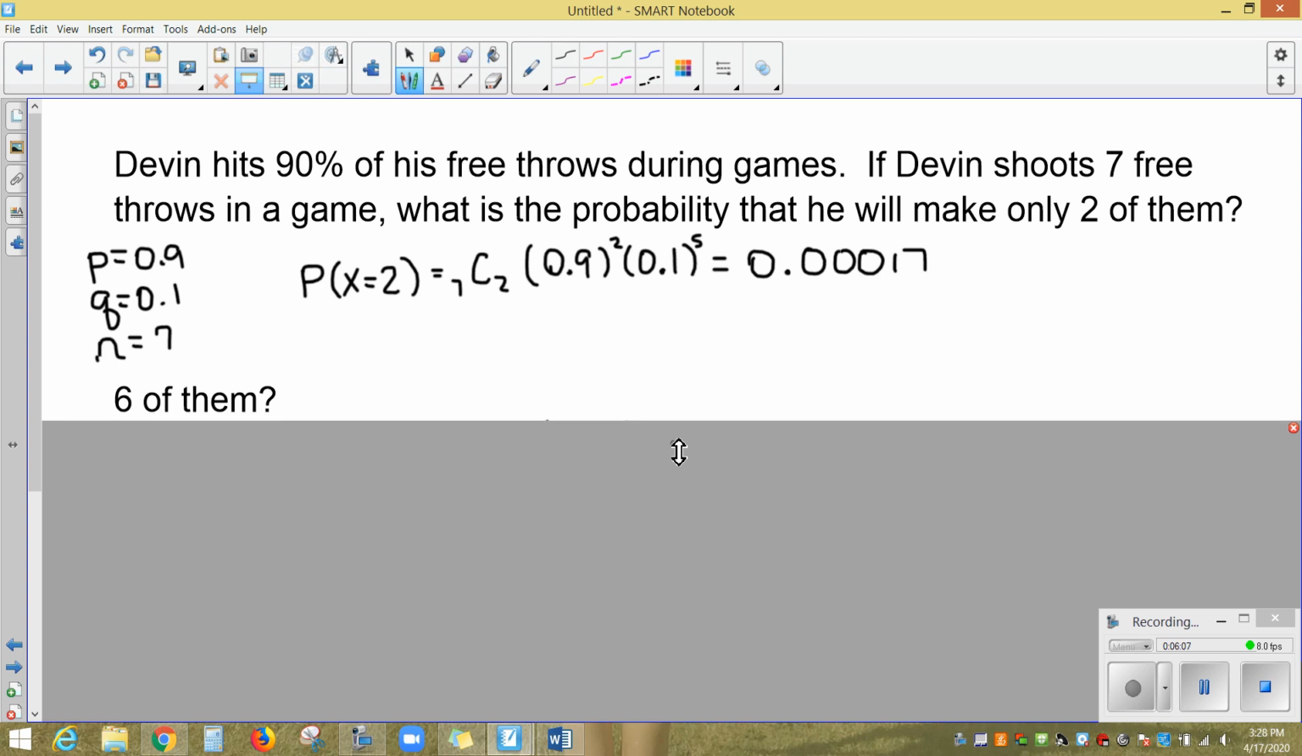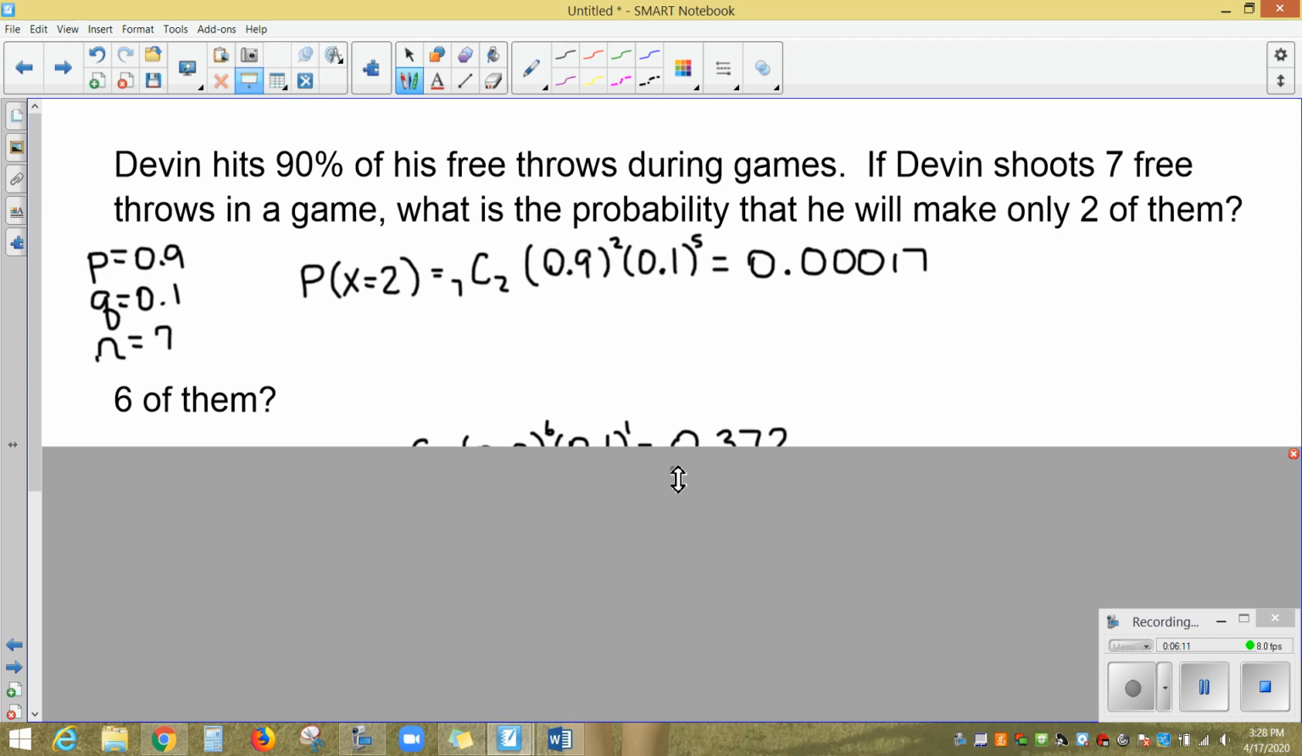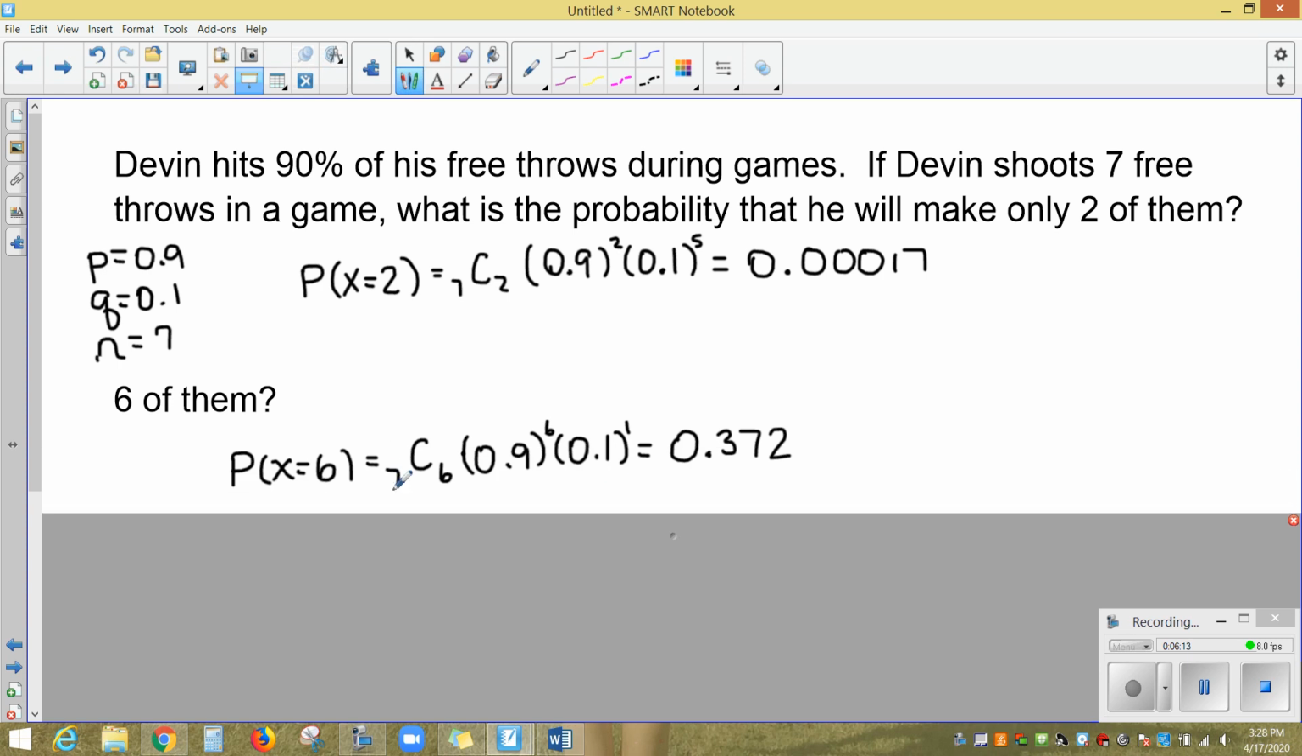The probability that Devin will make 6 of those free throws. Out of the 7 that he shoots, we're choosing 6. He's going to make 6 of them, and he's going to miss 1 of them. Okay, a little over a third of the time, 37% of the time that's going to happen.